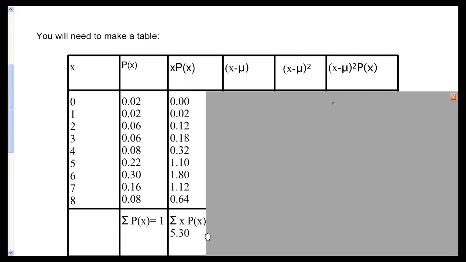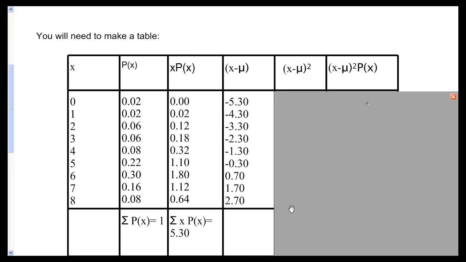the next step would be to multiply each one of these numbers. 0 times P of X gives you 0. 1 times 0.02 gives you 0.02. 2 times this gives you 0.12. And what happens is if you add this column, there's your mean right there. So that's how you find the mean.